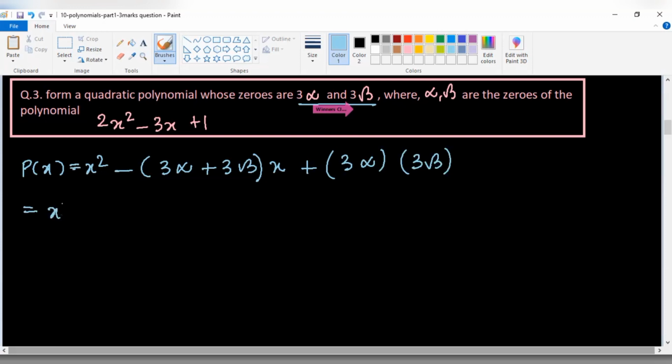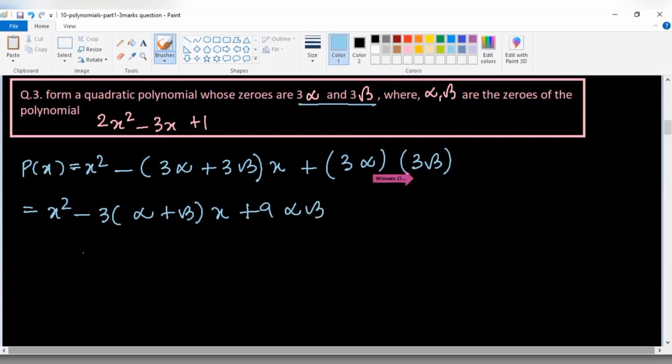And what is this? X square minus (3 alpha plus 3 beta) x. From here we can take 3 outside because 3 is common. So 3 times (alpha plus beta) into x. And here 3 alpha into 3 beta, that is 3 into 3, 9 alpha beta.